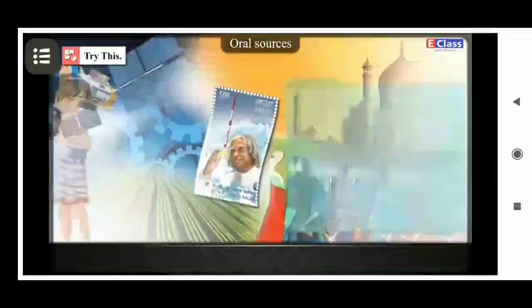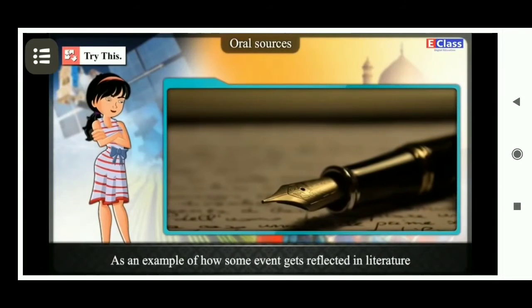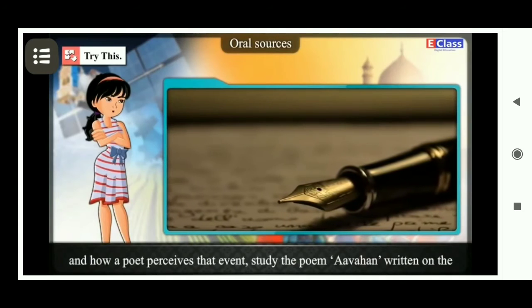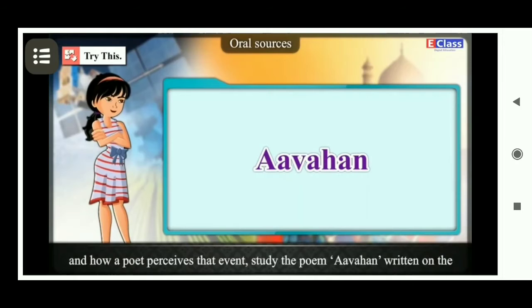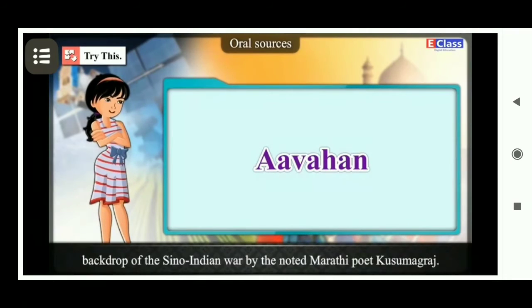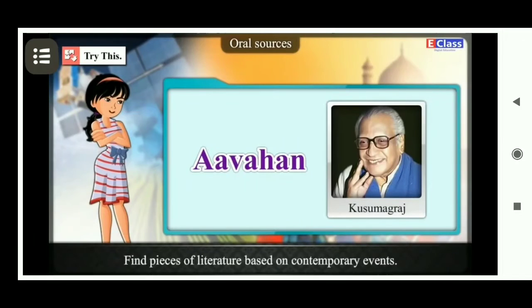Try this. As an example of how some events get reflected in literature and how a poet perceives that event, study the poem Avahan, written on the backdrop of the Sino-Indian War by the noted Marathi poet Kusumagraj. Find pieces of literature based on contemporary events.